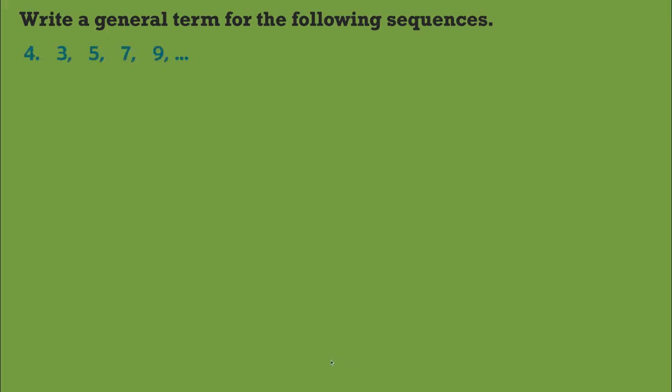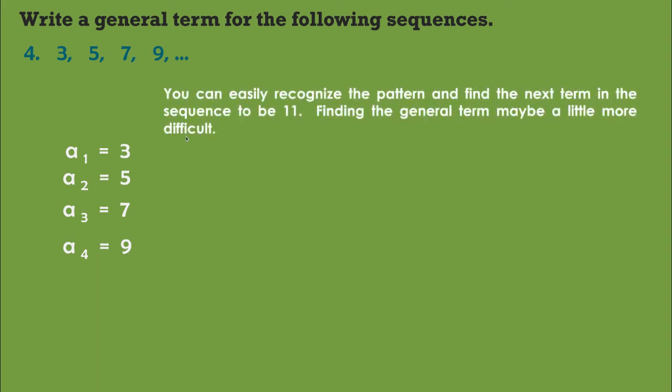Now another example. We have 3, 5, 7, 9. So again, our first term is 3. That's denoted by a sub 1. So a sub 1 is 3. A sub 2 is 5. A sub 3 is 7. A sub 4 is 9. Now notice that here, you can easily recognize the pattern and find the next term in the sequence to be 11, right? 3, 5, 7, 9. You know that the next term here is 11. But finding the general term here may be a little more difficult.